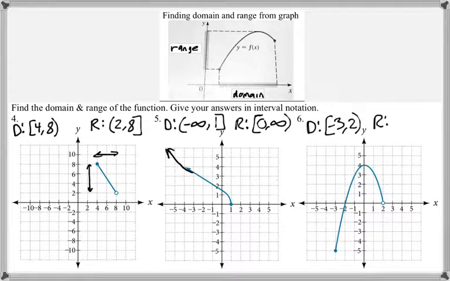With range, how far down does this function go? It goes down to negative 5. And it does reach it, so it is going to be a bracket. And then how far up does this function go? This goes as far up as 4. And it does reach it, so it's going to be a bracket. And that'll be our answer.